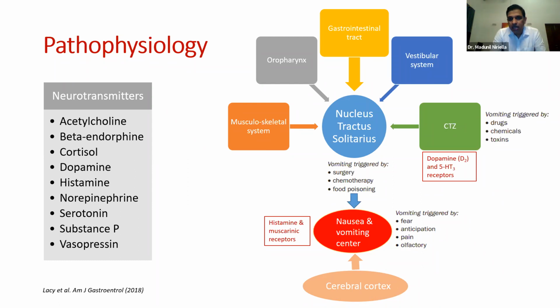And the main neurotransmitters implicated are dopamine and 5-HT3 in the chemoreceptor trigger zone, and histamine and muscarinic receptors in the nausea and vomiting center. And this is important in the drug management of chronic nausea and vomiting.